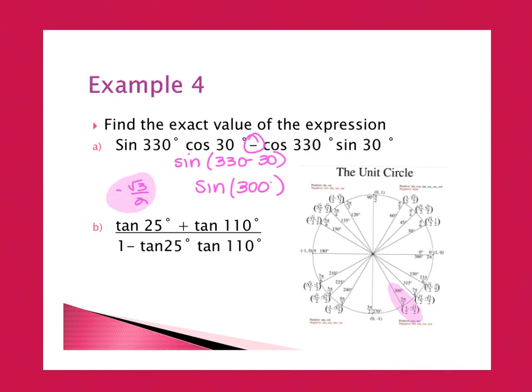And then B, it's got the word tangent in it, so I know it's tangent. Tangent, we match the sign in the numerator, so this is tangent of 25 plus 110, tangent of 135. 135 is here, so the over 4, so it's 1, it's in the second quadrant, so it's negative.